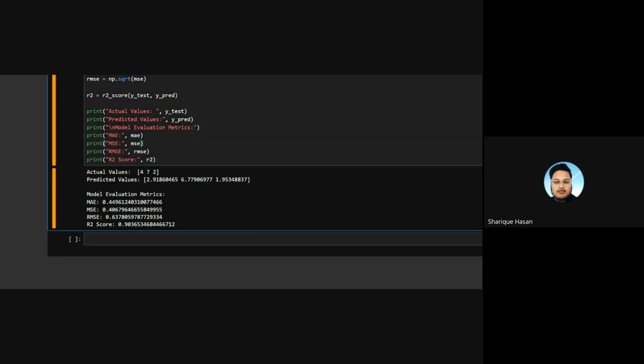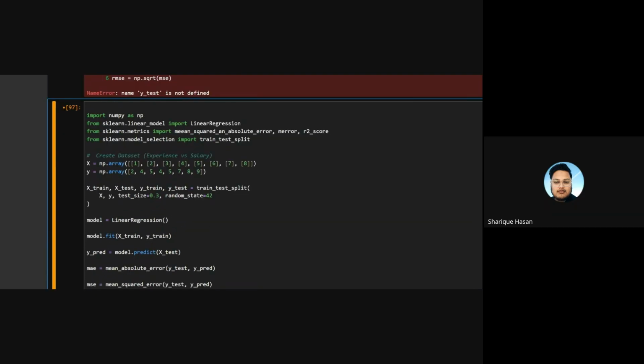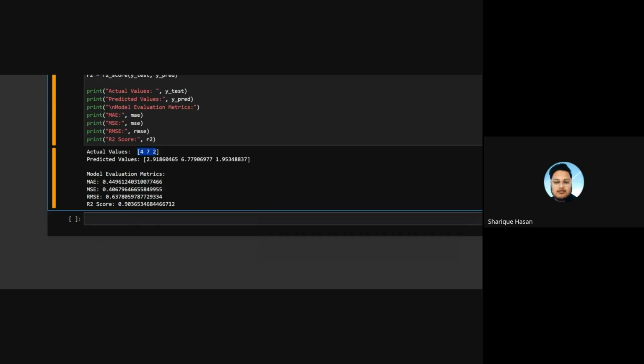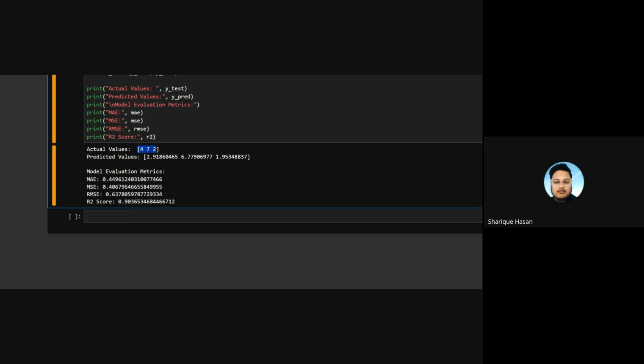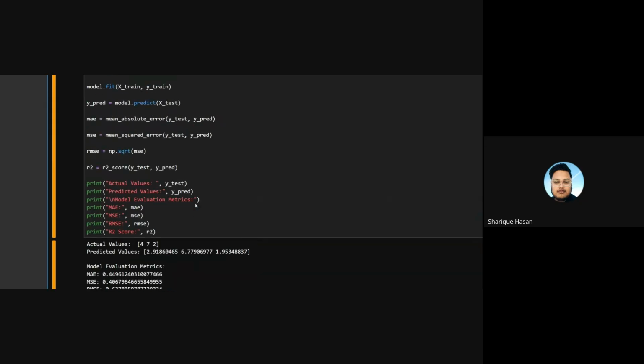So our actual value is 472. How do we get the actual value? By the train test method, we get the actual value. The predicted value is this. So the predicted value is different from our actual value. So the model evaluation: MAE is equal to this. Mean absolute error. Mean squared error is this. RMSE is this, which is the root of the mean squared error. And the R2 score will be this.